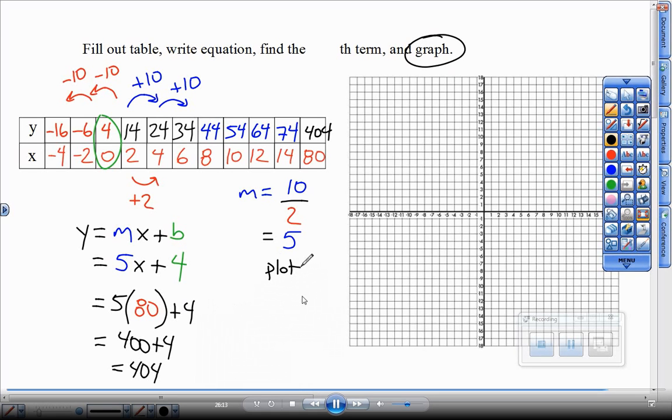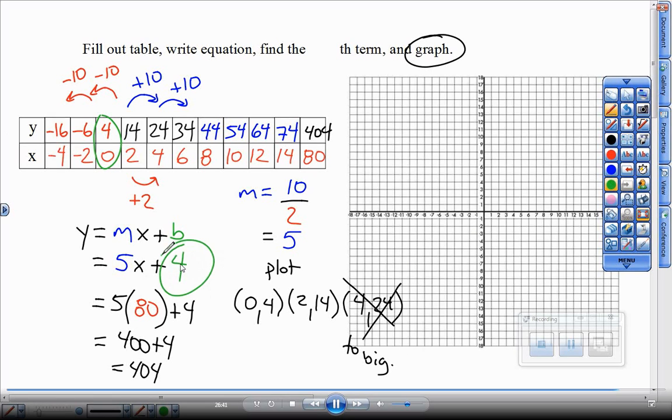you could plot the points 0, 4, 2, 14, but you'll see 424 might not fit. So sometimes plotting points will work. Sometimes it might be a little difficult. You'll have to plot more of these negative ones if you wanted to use this graph. These would fit. But for you to graph it, I'd rather you graph it by looking at the y-intercept number 4 and putting that on the y-axis.